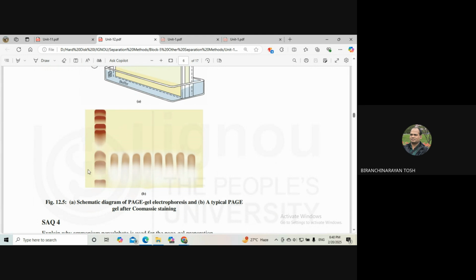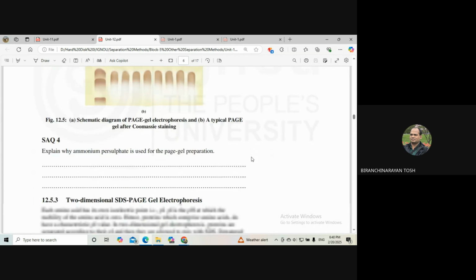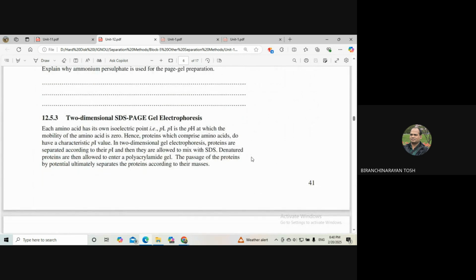So this one is the known marker protein. Then these are the samples. So this is one dimensional. Then if you go to the two dimensional SDS PAGE, PAGE is polyacrylamide gel electrophoresis, GE for gel electrophoresis, no need to write gel electrophoresis again. So SDS PAGE.